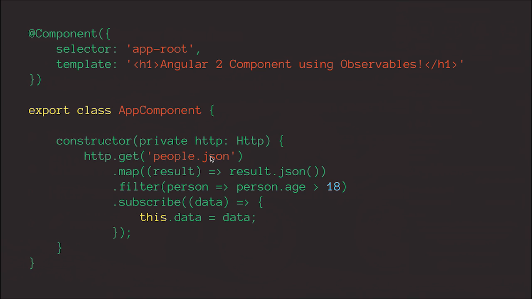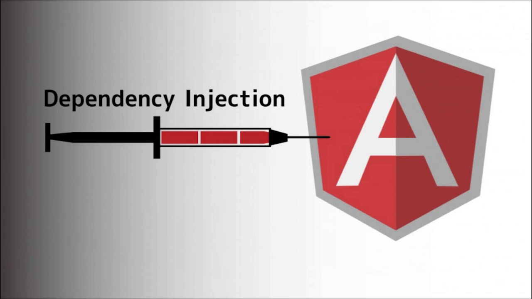The important thing to note here is that this subscribe function is only going to fire if this filter returns true. If the HTTP request you make does not have a person with age greater than 18, this subscription never actually fires. Which is pretty nice to have that control. And that's pretty much it for observables. I'll switch back to Michael now. We'll talk about dependency injection.